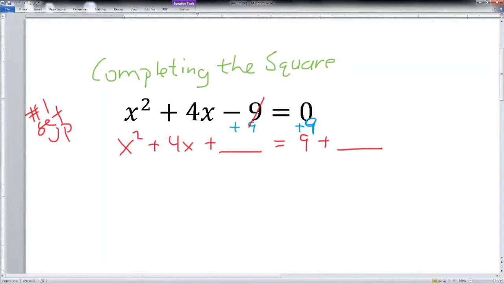The reason for the blank is we're going to fill this blank on the left-hand side with something that will give us a quantity squared. I'll show you what we mean as we go, but the goal is to get a perfect quantity squared on the left-hand side. The reason for the right-hand blank is because whatever's on the left also needs to be on the right so that we keep a balanced equation.